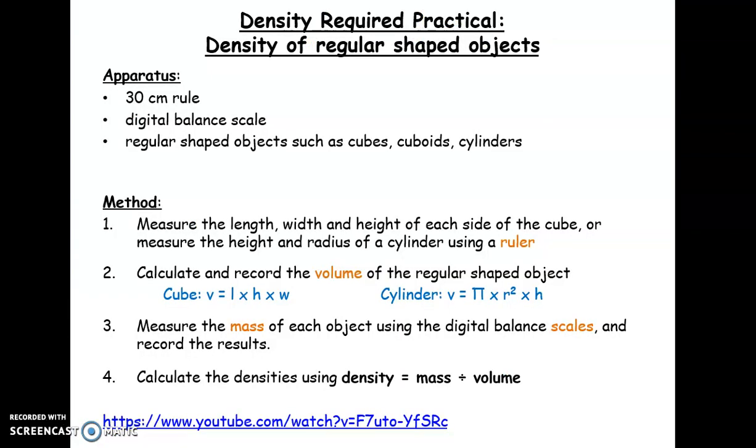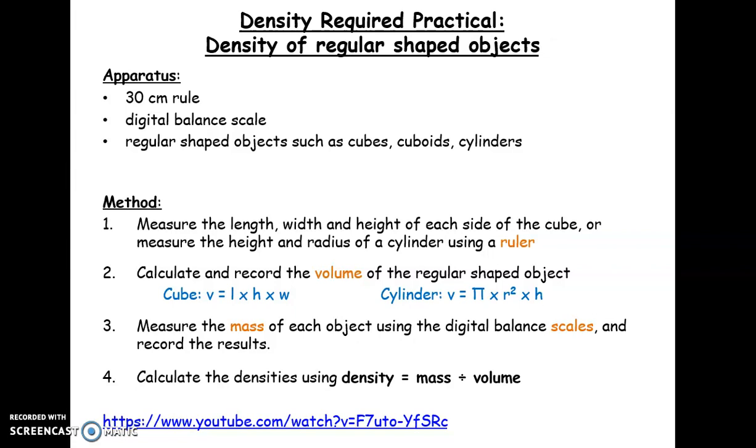So, a regular shaped object is one where you can find the density of it quite easily by finding the volume. What you need for this one is a ruler to find the sides, a digital balance scale to find the mass, and regular shaped objects that you want to find the density of. And the method is as follows.